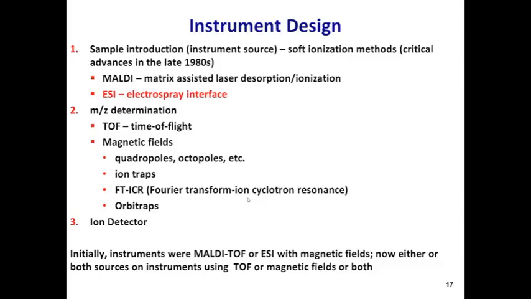There's several different ways to separate ions. You can do a separation based on time of flight, or various mechanisms by which ions are manipulated in magnetic fields. Initially, instruments came in two varieties: MALDI, associated with time of flight, or electrospray coupled with magnetic fields, usually quadrupoles or octopoles. However, now there's a lot of mixing and matching going on, and one can obtain either interface with virtually any type of separation mode, and some instruments are available with both interfaces on the same instrument.